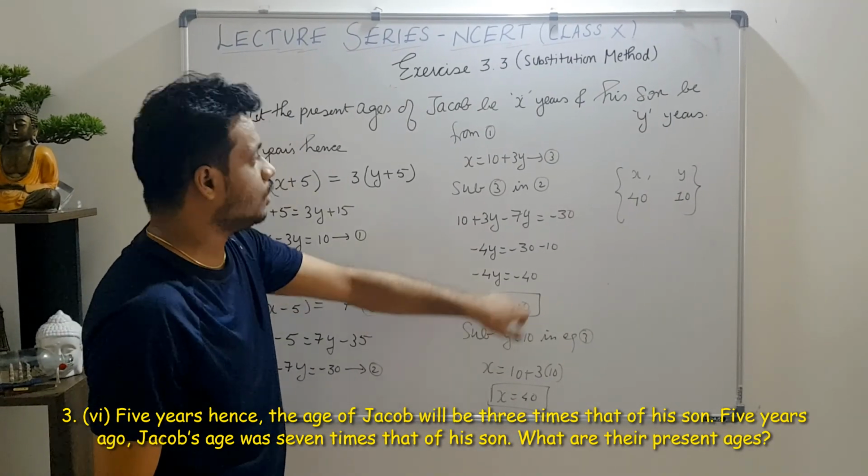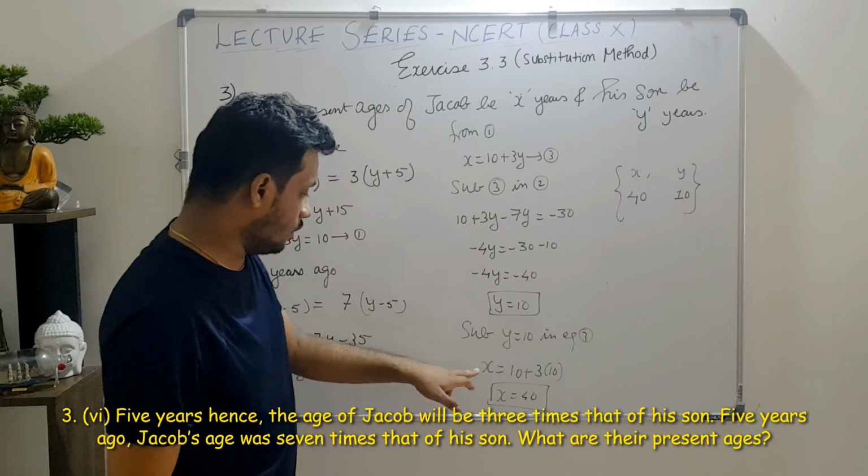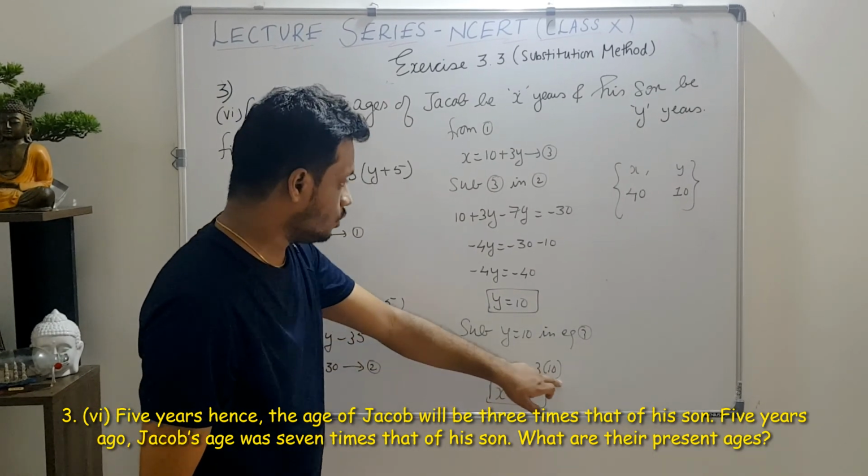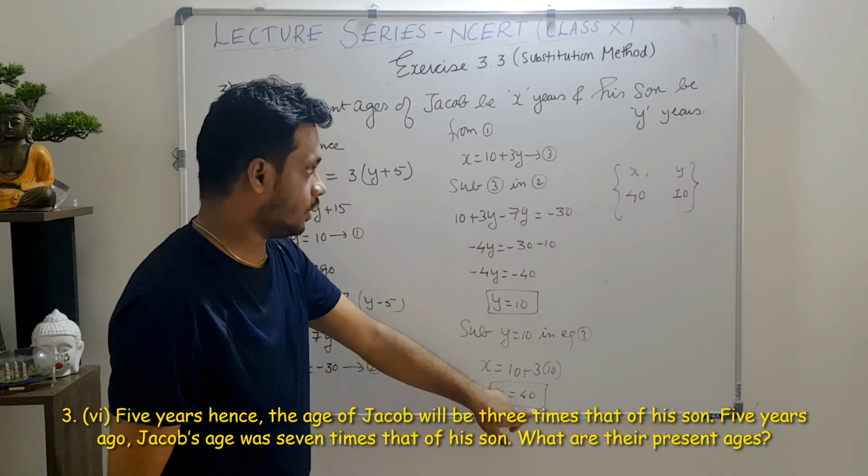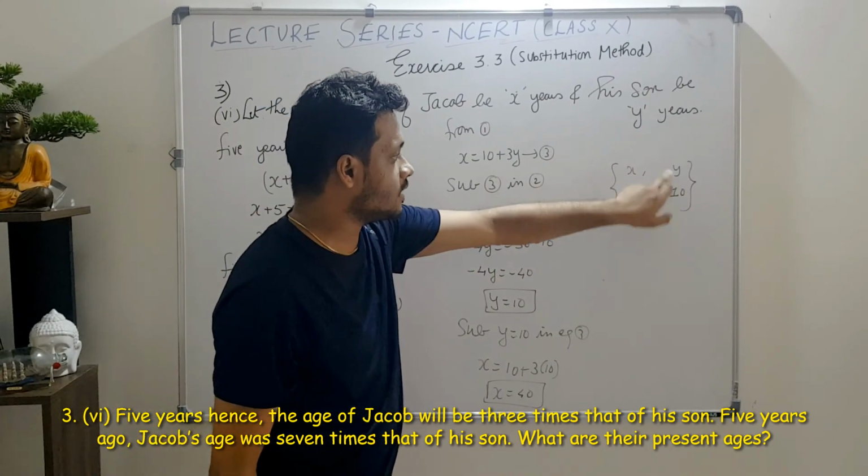Now I substitute y equal to 10 in this equation 3. So when I do that, I get x is equal to 10 plus 3 into 10. So x would be 40. So the age of Jacob is 40 and his son is 10.